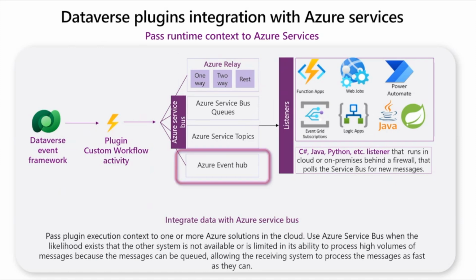Then Azure Event Hub. This is a big data streaming platform and event ingestion service with focus on data point event scenarios. Think trends and statistics over time. It can receive and process millions of events each second.